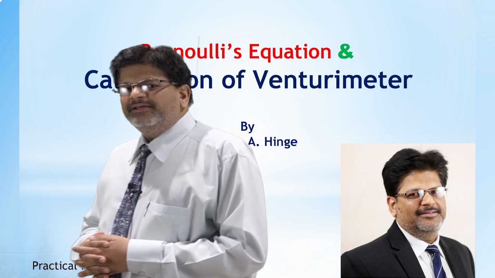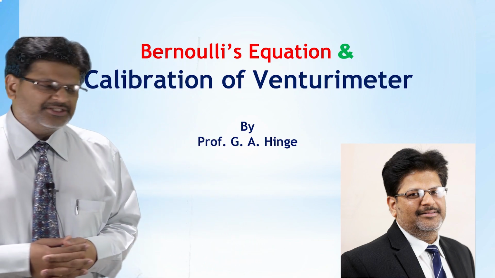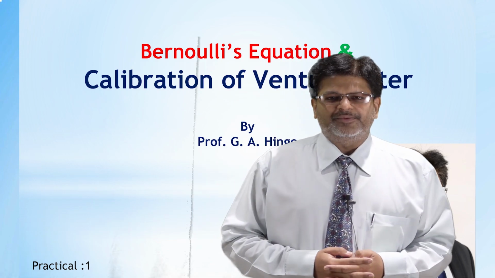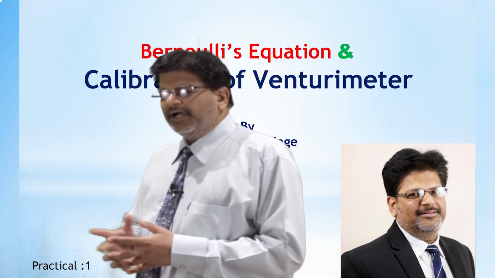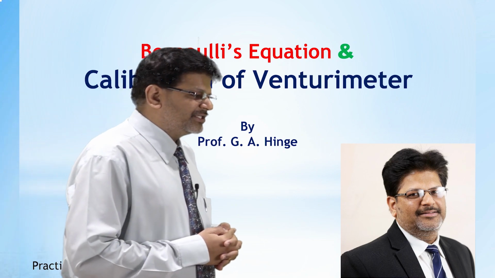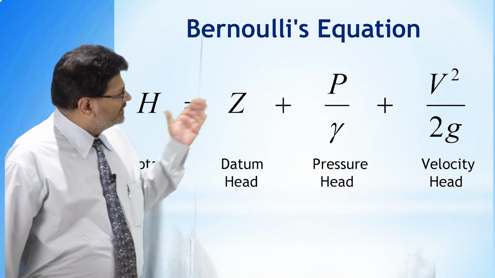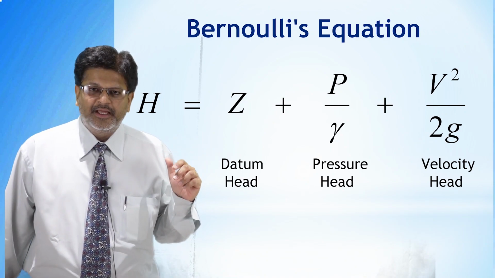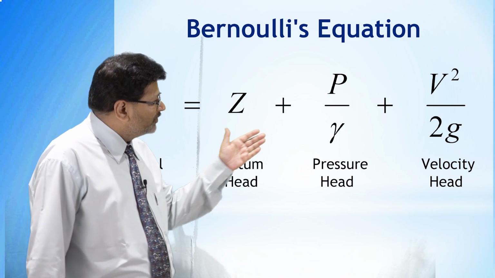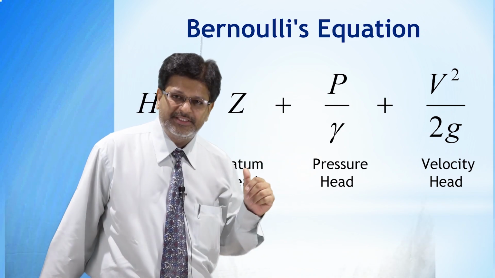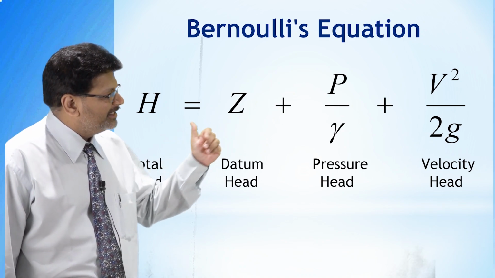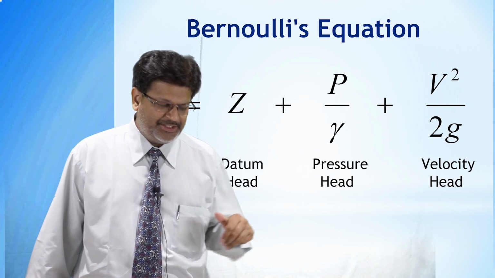There are so many fluid flow phenomena in nature, and various fluid mechanics problems can be solved by either of these laws or equations. Now this Z is known as datum head, P by gamma is known as pressure head, and V square by 2g is known as velocity head, and total head, that is the summation of all these three heads, is represented by capital H.